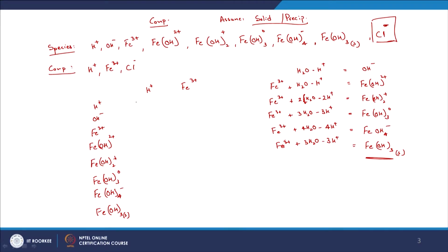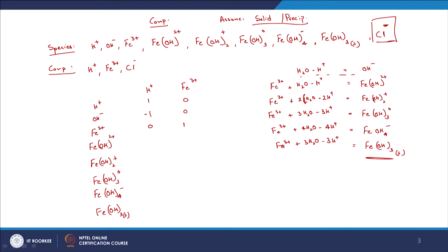So how do I get to H plus? I need 1 H plus to form 1 H plus and 0 of Fe3 plus. How do I get to OH minus? I look at this particular equation, right? So I need minus 1 H plus and no Fe3 plus. Obviously Fe3 plus 0 H plus is required, 1 Fe3 plus is required.